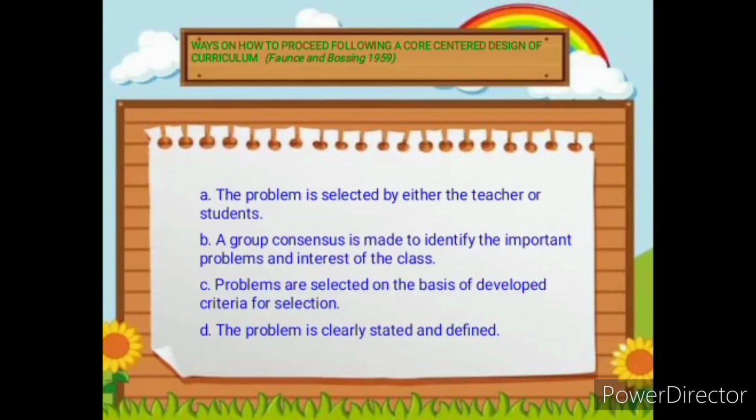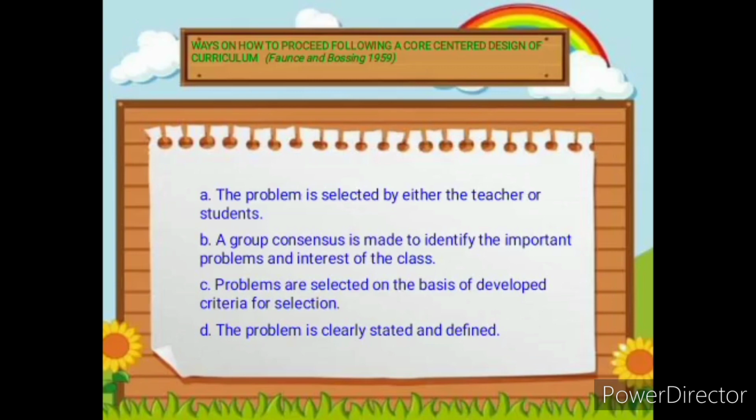Ways on how to proceed following a core-centered design of curriculum, Faunce and Bossing, 1959. So, it talks about the problems. There are 12, and I will state the first four, and the others my group mates will assign.